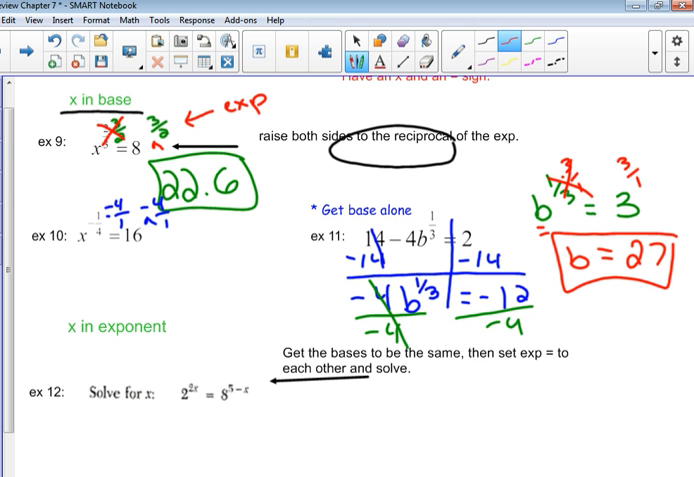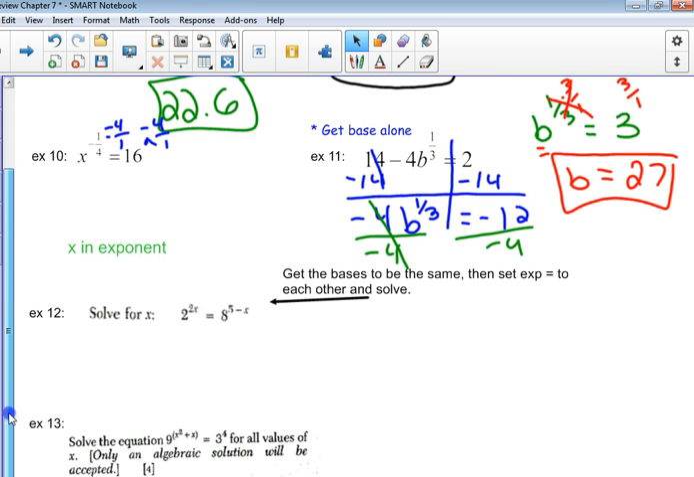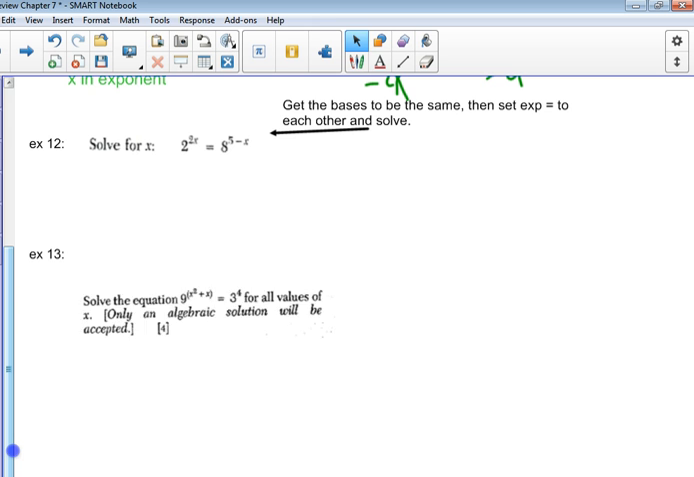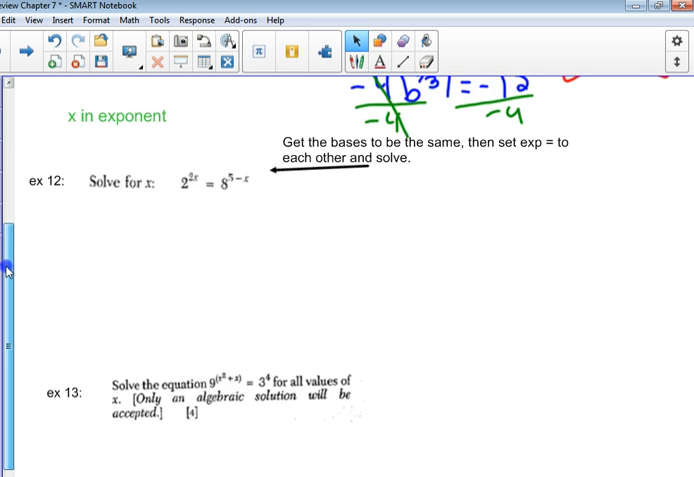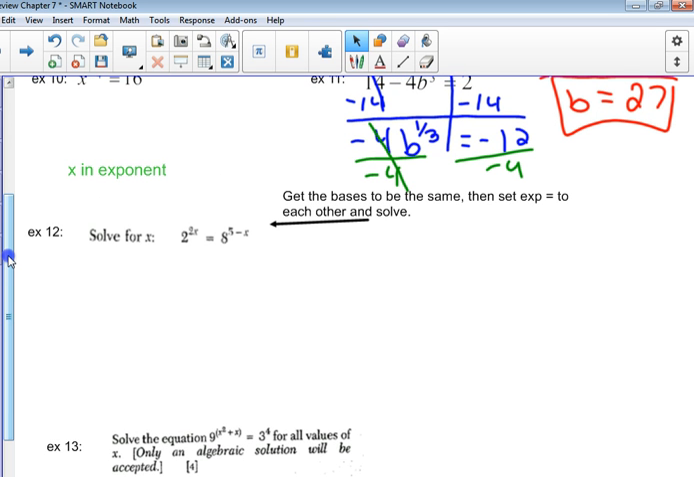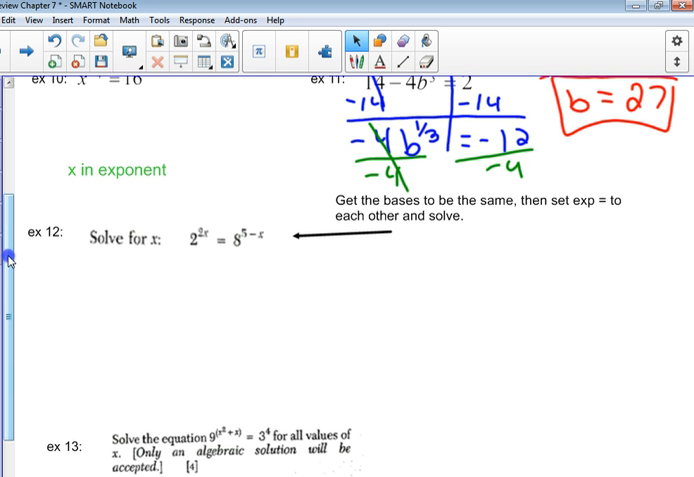You'll probably get something with changing to radical from fractional exponent. You'll get something with moving, then making everything positive and reducing your exponent. And then the other part you'll get, which is always on every Regents exam, is this stuff. These are really big questions where you're trying to find x, but the difference is x is in the exponent. When you have things like this, your goal is to get the bases to be the same. Set the exponents equal to each other, and then you solve it.